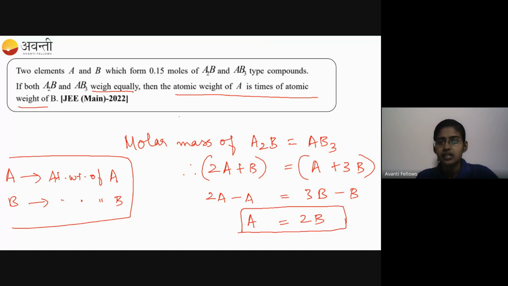So A is 2 times the atomic mass of B. Okay, the answer is 2. Atomic weight of A is 2 times of atomic weight of B. Is it okay? Clear? 2022 JEE Main question. Shall we go with the next question?